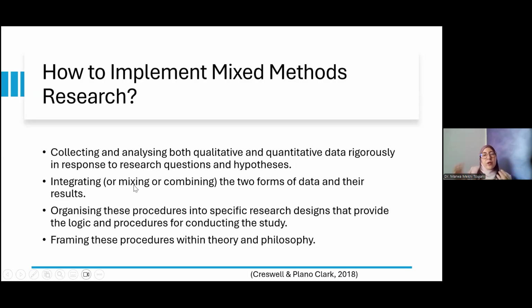The third step is organizing the procedures in a specific research design. I will explain this when I talk about the types of mixed methods research. Then at the end, we have data from a quantitative tool and data from a qualitative tool. I combine them, but here I frame everything under specific theories or philosophies. Again, we're organizing these procedures into a specific research design.